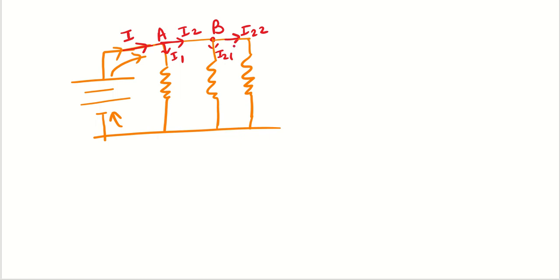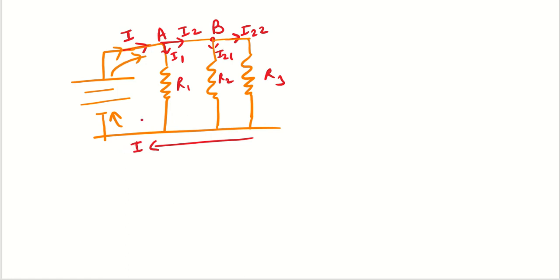I22. Now what happens? This I21 starts flowing. Suppose this is R1, this is R2, this is R3. I21 flows through R2, I22 flows through R3. And what happens? All these three currents come and combine here, and it again becomes I.